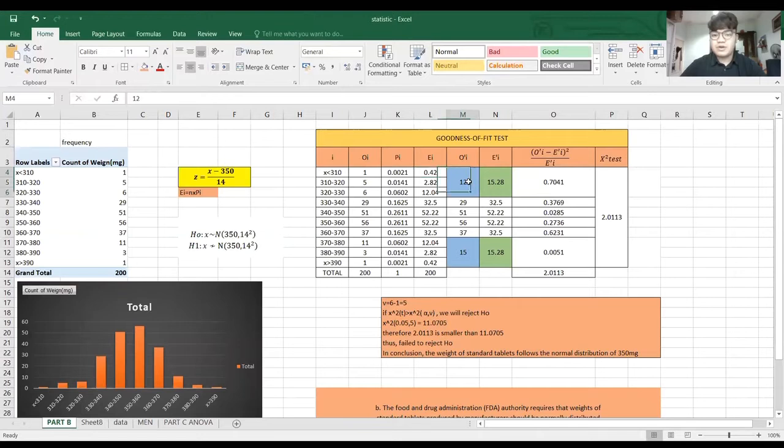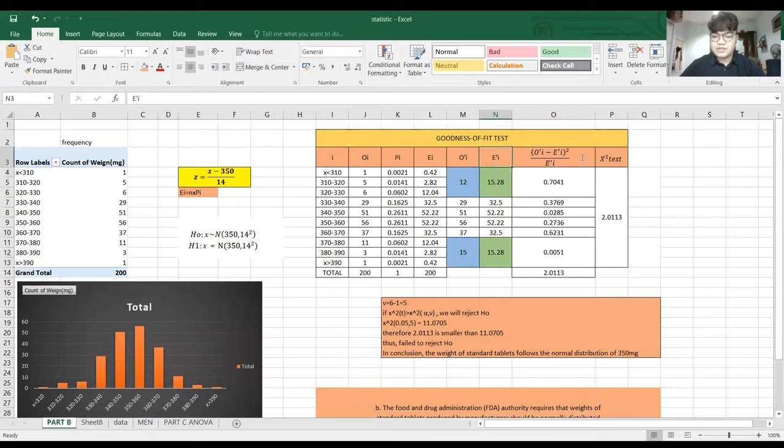The next column is this one in blue color. The reason why we combine these three columns is because we observe the value of EI. It seems that the value is below 5, so we have to combine them together, and we will get 12 for the new value of OI and 15.28 for the new value of EI.